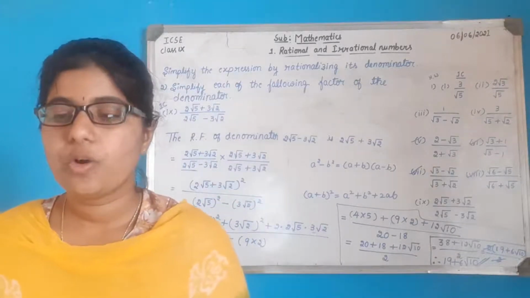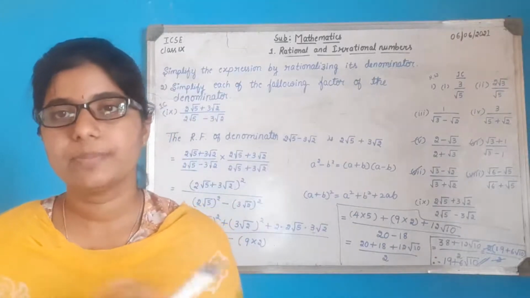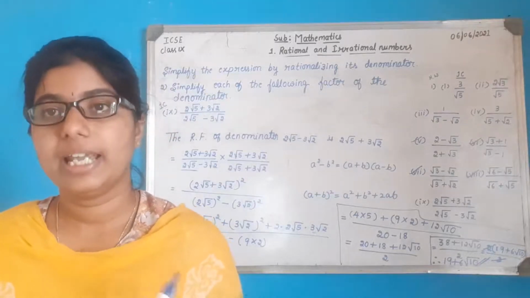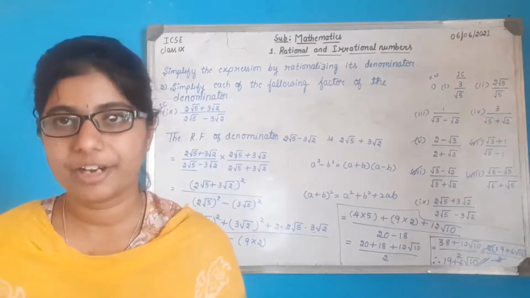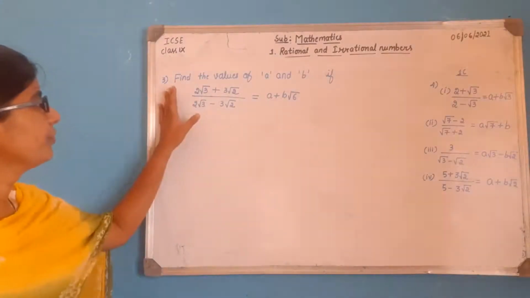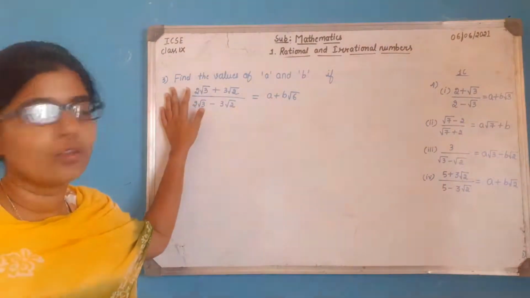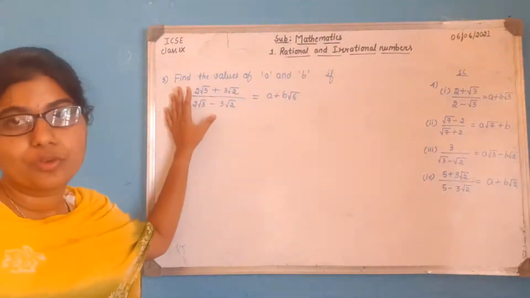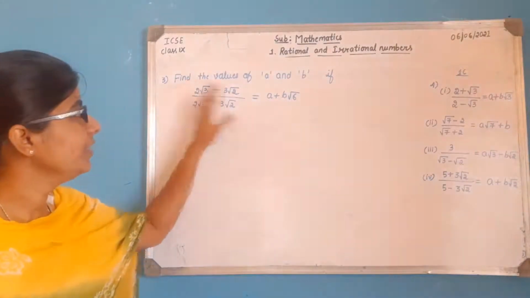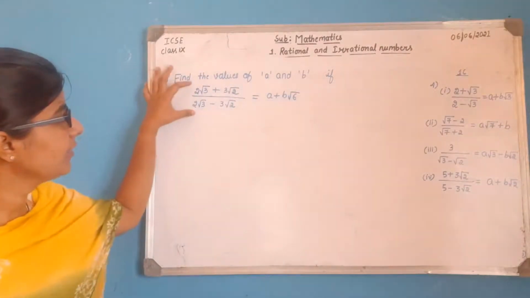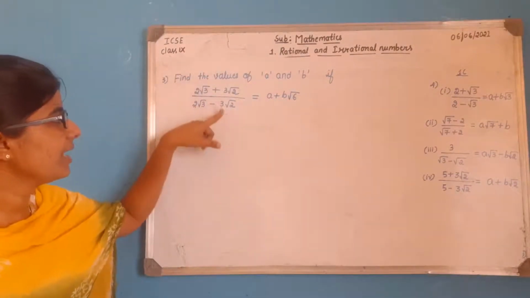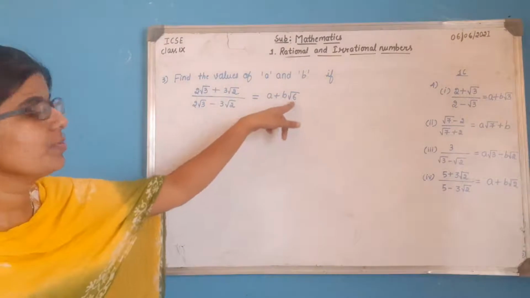So next we will move on to the other types of problems based upon rationalization. Find the value of A and B. Let us discuss how we find the values of A and B now. Dear students, the next two types of problems are to find the values of A and B by understanding the given question. So to find the values of A and B, if the given question is 2 root 3 plus 3 root 2 divided by 2 root 3 minus 3 root 2 is equal to A plus B root 6.